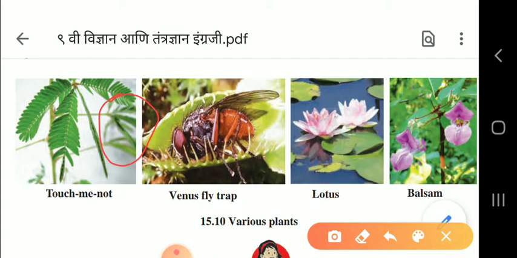What it shows is that there is an impulse, a wave-like impulse called an electrochemical impulse, that transfers the information from one part of the plant to another, and that is why the other leaves are closing. So this type of movement is a specific movement that we can see in the Mimosa pudica plant, which in common language is called the touch-me-not plant.